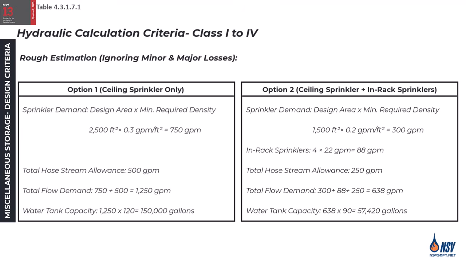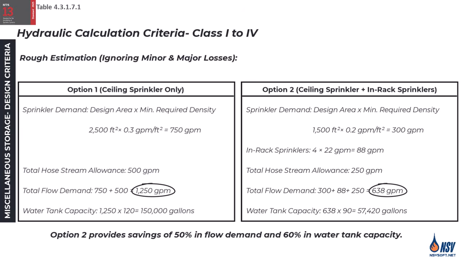Comparing these two approaches, we can see that the second option, which incorporates both ceiling and in-rack sprinklers, reduces the total system demand by approximately 50% and the required water tank capacity by about 60% compared to the first option, which relies solely on ceiling sprinklers. This significant reduction can lead to substantial cost savings on the water supply infrastructure for our facility, despite the added installation complexity.